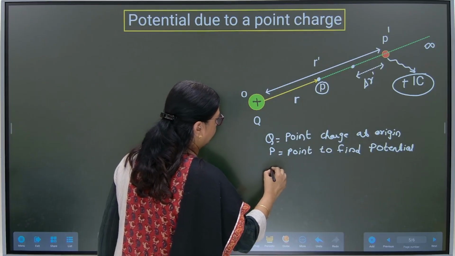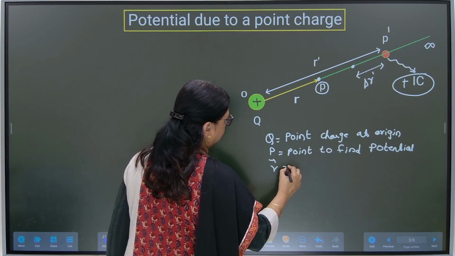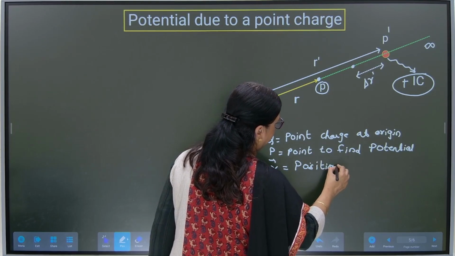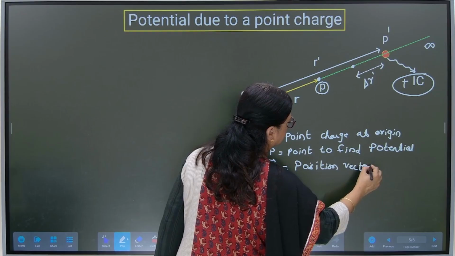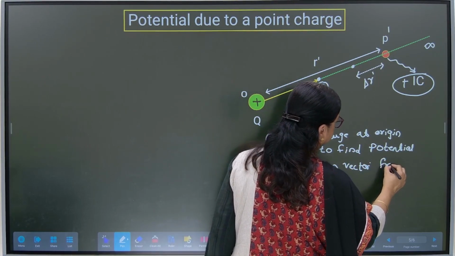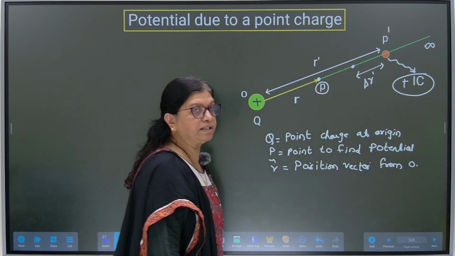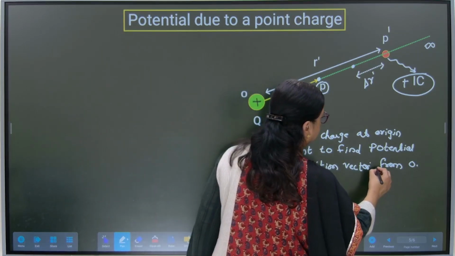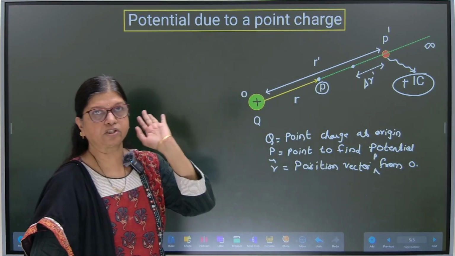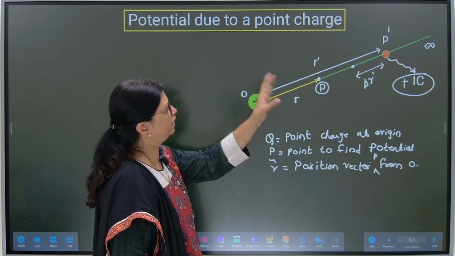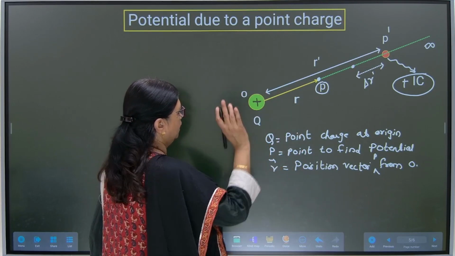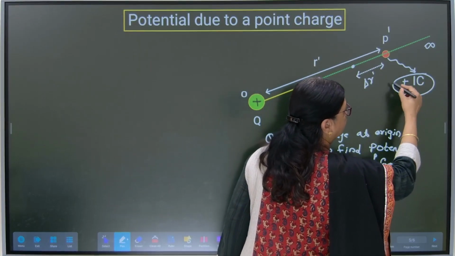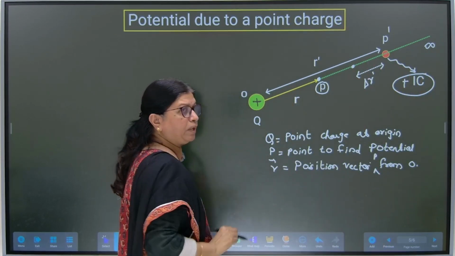What is its position vector? R. What is it? Position vector from O, the origin. So, R is the position vector of the point P from the origin. That is R. Slowly we will define all the terms which I have written. Okay. Now, we want to bring this positive charge of 1 coulomb from infinity to the point P.